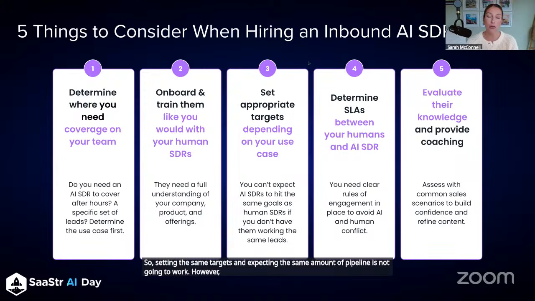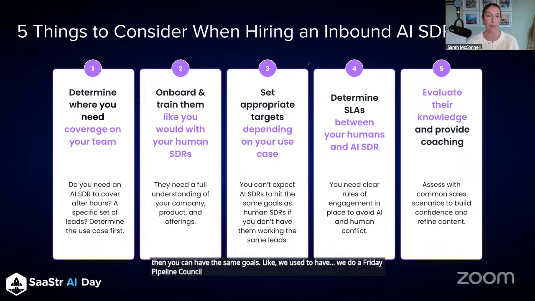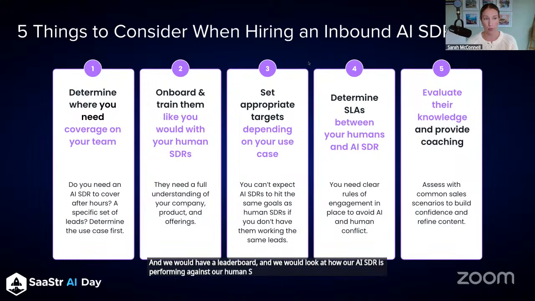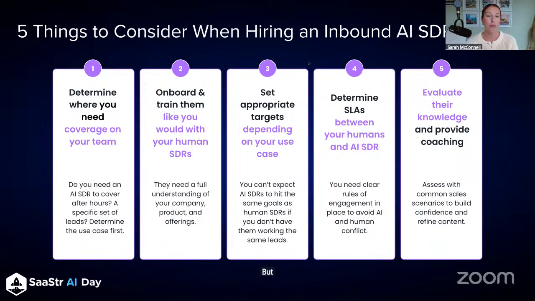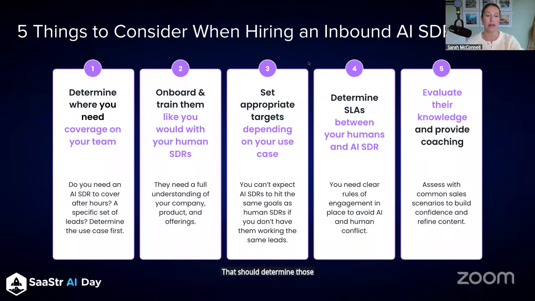However, if you do have them working the same traffic and the same inbound leads that you would expect a human SDR to work, then you can have the same goals. Like we do a Friday pipeline council every Friday where we look at our pipeline and we would have a leaderboard and we would look at how our AI SDR is performing against our human SDRs and we would rank her accordingly and we'd have her set to the same standards. But one thing to caution here is depending on your use case you determine in step one, that should determine those goals that you're going to set for them in step three.